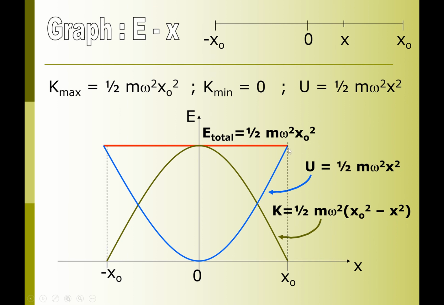And make sure when you sketch the graph, sketch it nicely so that it must not exceed the E total here. Because from the principle of conservation of energy, the total energy is always constant, and the two points here when added up always equal the E total. Any point you choose here, the total energy must not exceed the E total, half m omega squared x naught squared.